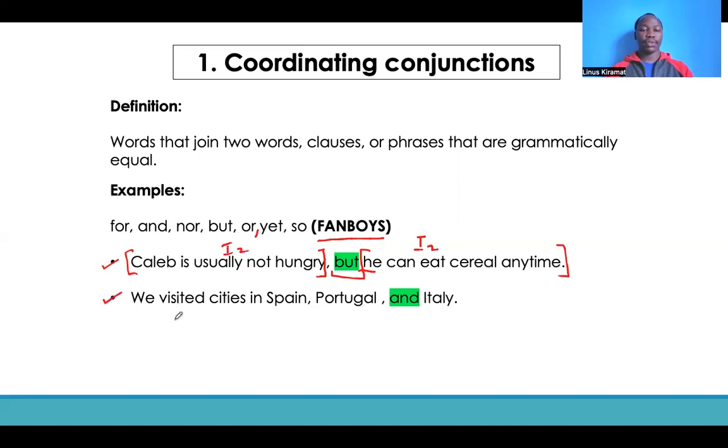Let's look at example 2. We visited cities in Spain, Portugal, and Italy. We can already tell that this is a list of 3 cities that our subject visited. So these 3 cities are linked together by a coordinating conjunction, and, right?